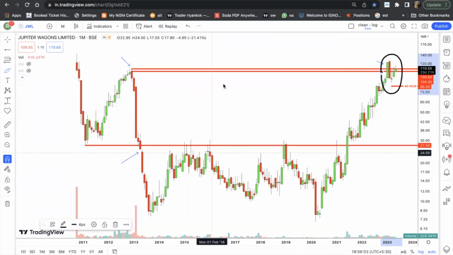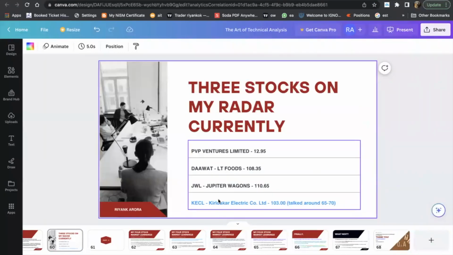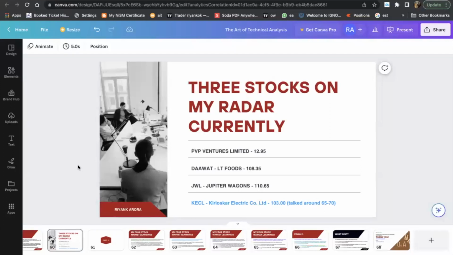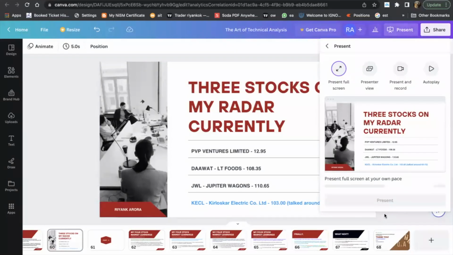Okay. So these are just the 3 stocks on my radar. The fourth one, by the way, is Kirloskar Electric. However, I have covered this company around 65-70 rupees, so we are not really going to talk about this one around 103. I already told you and showed you the chart of Kirloskar during the session. So yeah, let's just skip ahead of that.